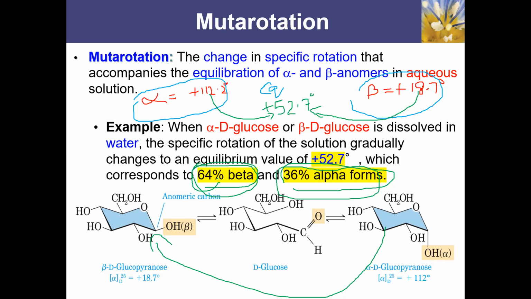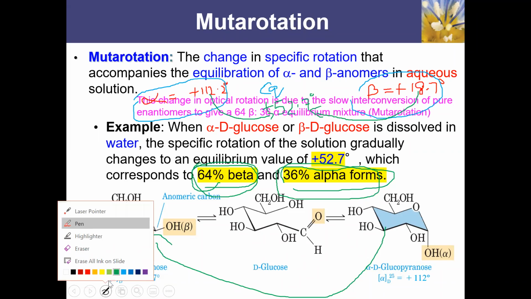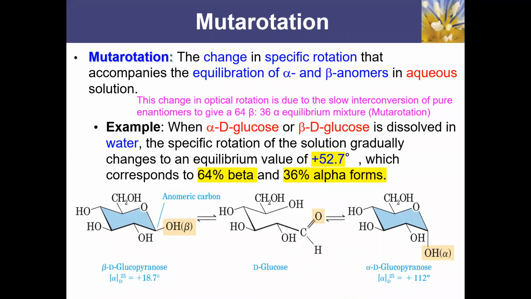So we can say that carbohydrates like glucose can spontaneously change between alpha and beta, as you saw here. And this happens because the hemiacetal ring or a hemiketal ring can open, right? So this change in the specific optical rotation, wherein your alpha and beta were converted, is called mutarotation. This change in the optical rotation due to the slow interconversion of the pure anomers, converting alpha into beta, gave us 64% beta and 36% alpha, which is an equilibrium mixture, and this is called mutarotation.